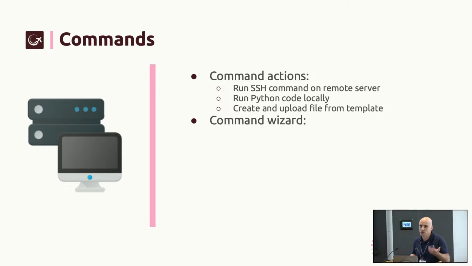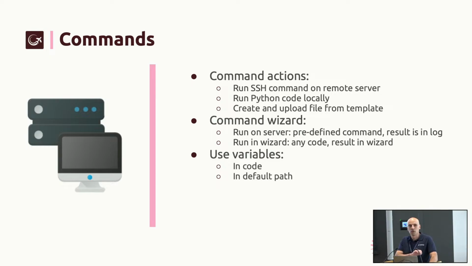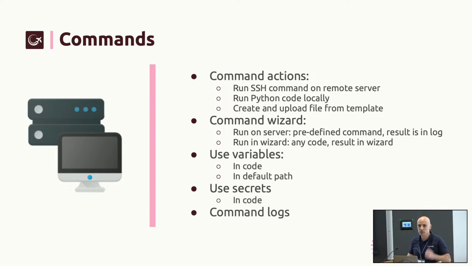Now, command wizard. Okay, you can open server, click, and run a command. Basically, you can select a command, or you can simply type any code there, and it will execute. But that's limited by the security access rules. Okay, and variables. In code, in default path, because SSH commands can be executed at different locations, so you can also put the path where you would like it to be executed. And secrets, yes, so you can use secrets here in code. Command logs, that are logs of the command, you can see the result.